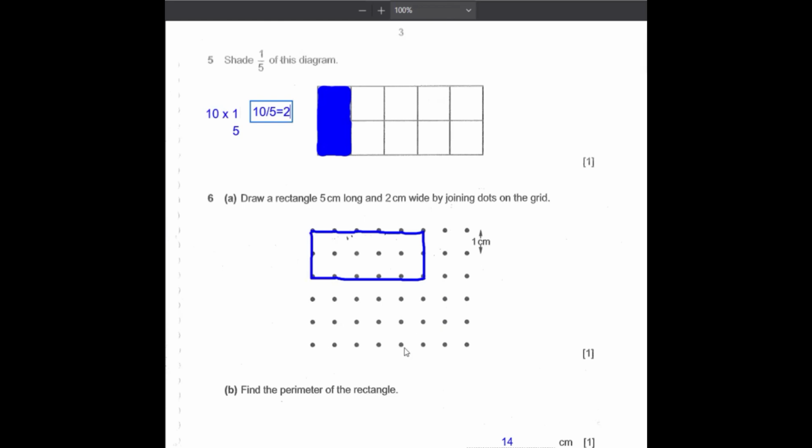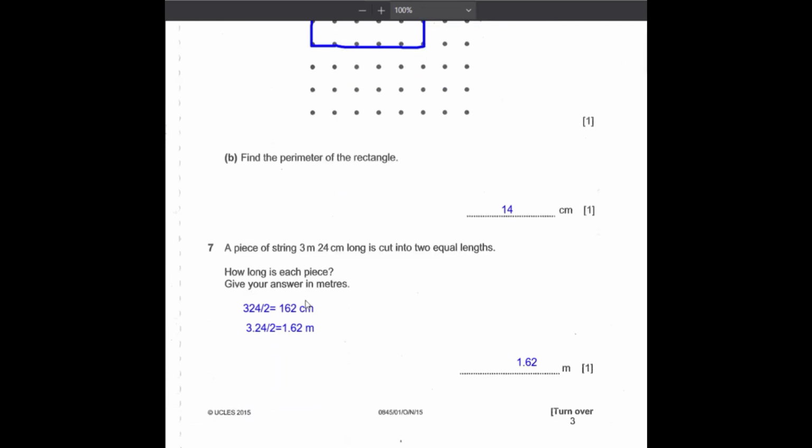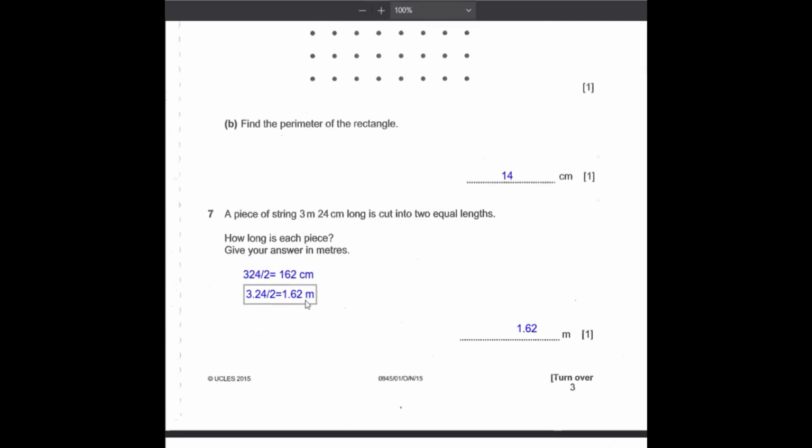They ask you to find the perimeter of the rectangle. Perimeter, we know that we add all the outer sides. Here is 5 and 5, 10, and 2 and 2 are 4. 10 and 4 is 14 centimeter. Here we go, it's 14 centimeter.